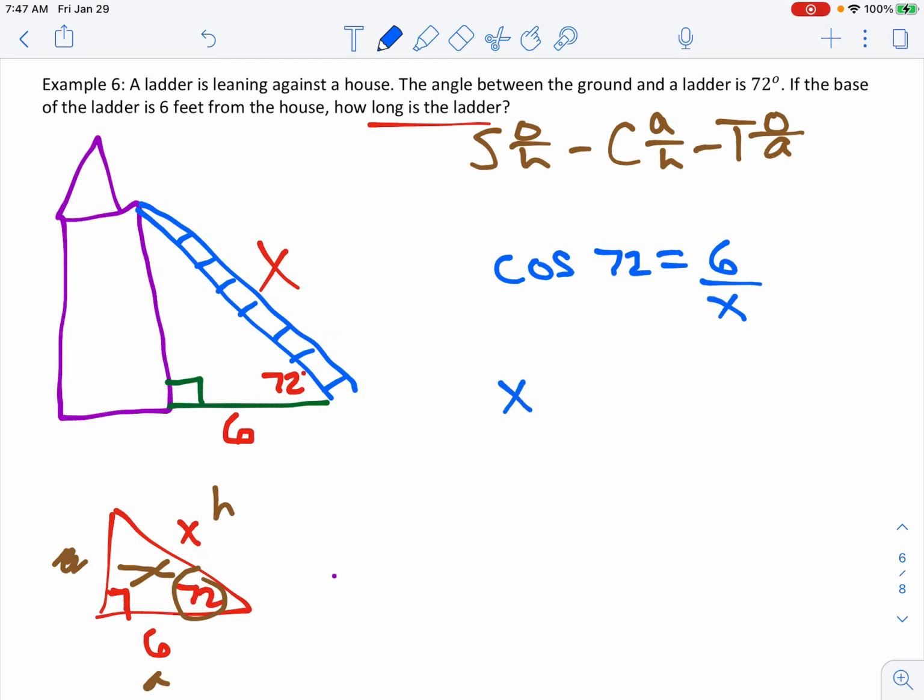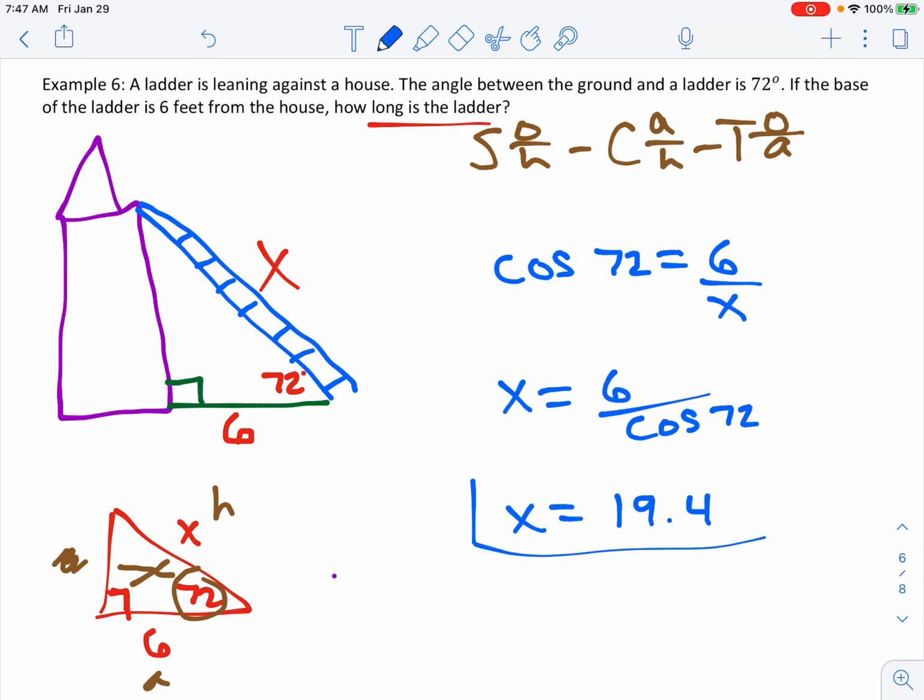Well, I notice that this x is on the bottom, so this is a division. 6 divided by cos 72 will tell us that x is 19.416, so we'll call it 19.4.